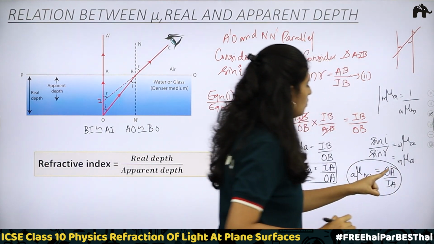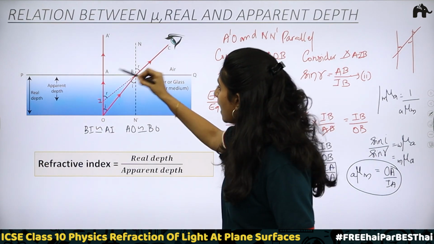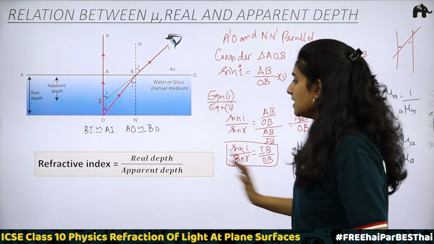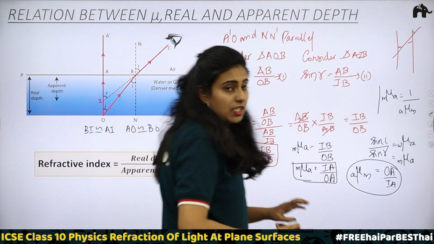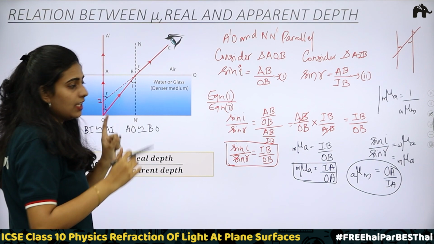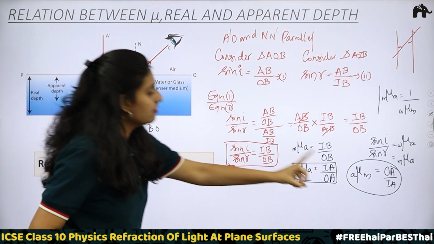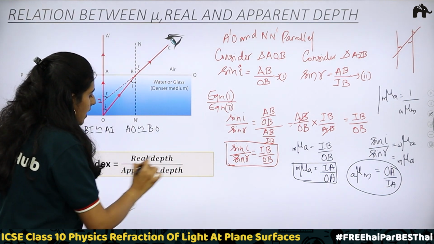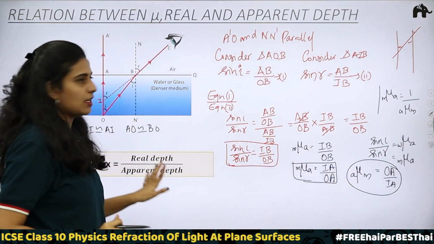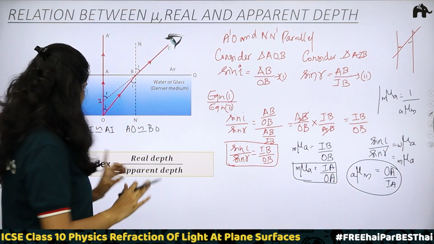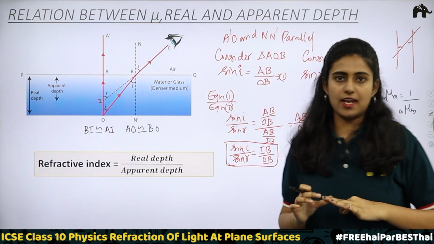Now tell me, what is this OA and IA? OA, this distance, is the real depth, and IA is the apparent depth. So we'll be getting the refractive index of the second medium. Here the medium is water. Okay. Refractive index of the medium will be equal to, and the second medium taken is air, real depth by apparent depth. OA is the real depth and IA is the apparent depth. Okay. Understood? So this is the relation between refractive index, real depth and apparent depth.